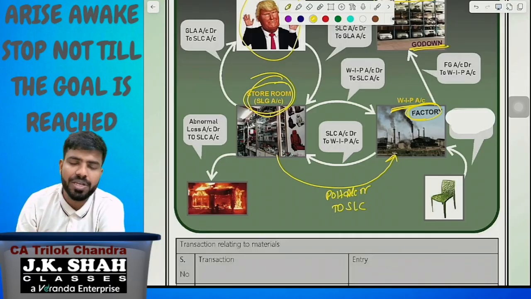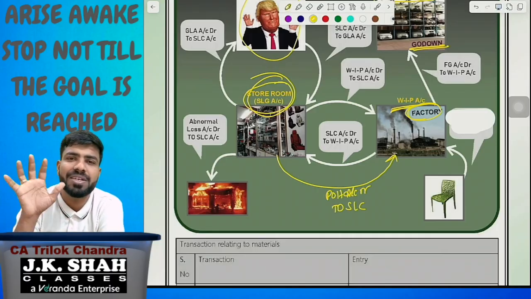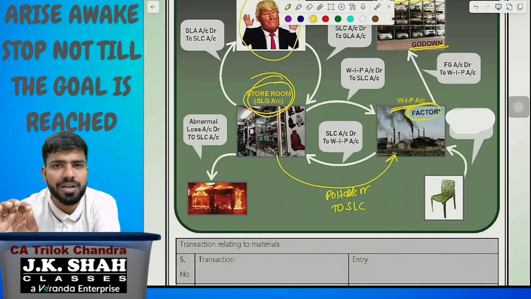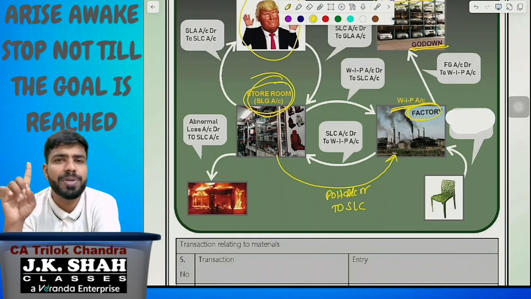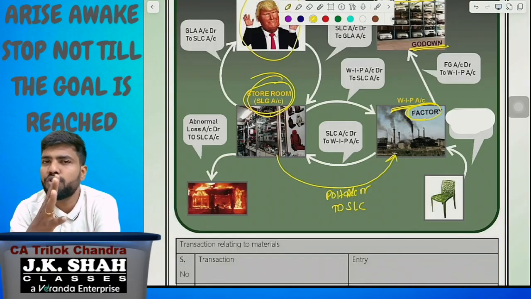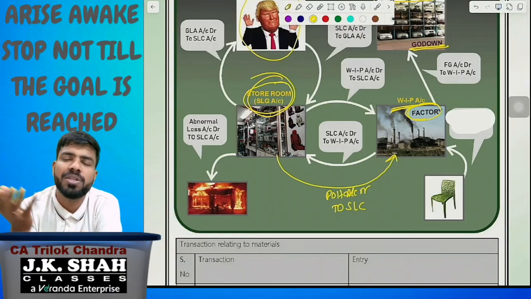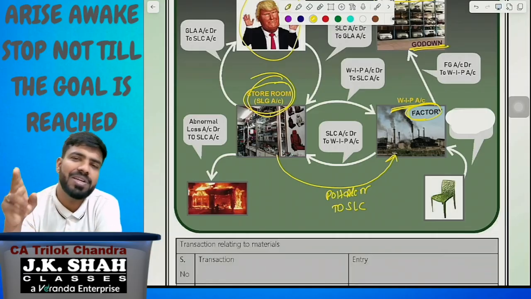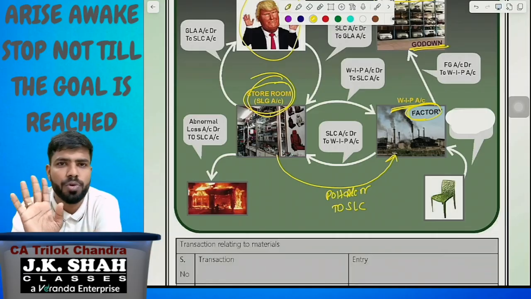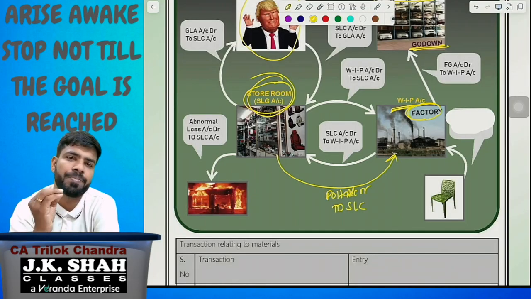As the example I am showing here, I took a car manufacturing company. Generally, cars will have cushion chairs. There is one specific customer who wants plastic chairs in the car. The company is not going to produce the plastic chairs. Then what will they do? They'll purchase the plastic chairs from outside, and the plastic chairs will directly go to the factory. It will not go to the storeroom. It is a general understanding.